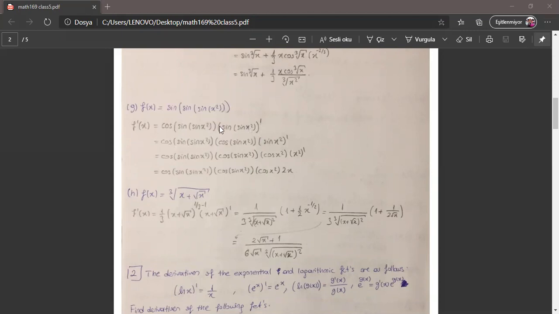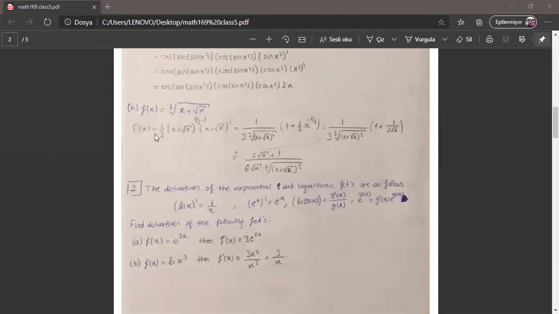Here again we start with the outside. So we have cosine again times the same inside function times this one's derivative. So we have again the same functions until here, and this one's derivative is cosine x squared times 2x. Okay, and at the end you have this.